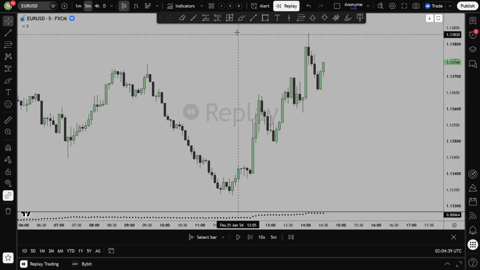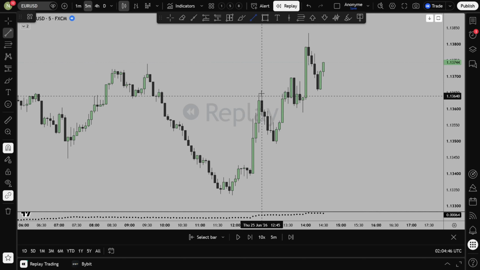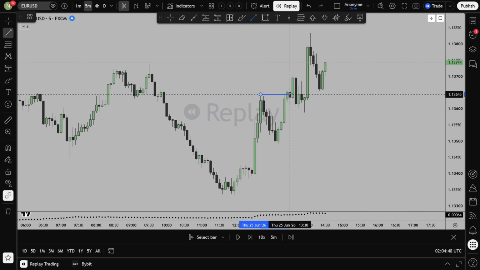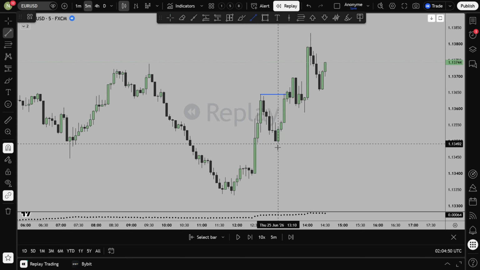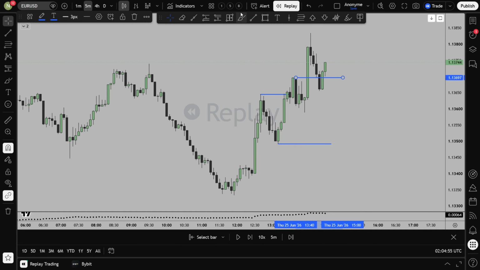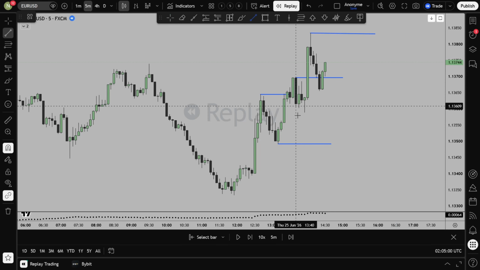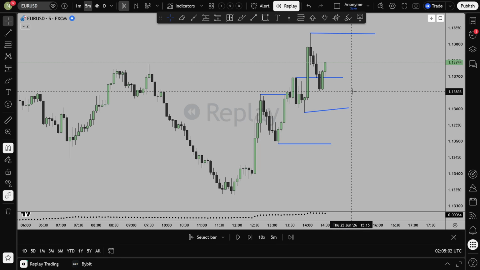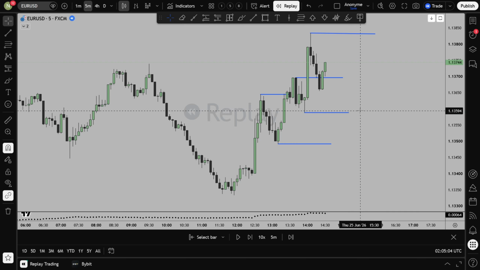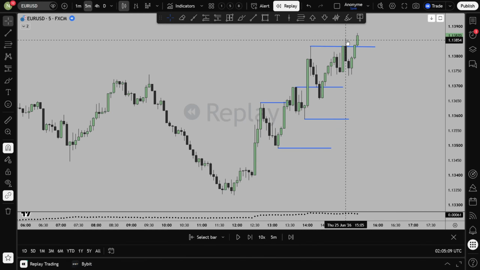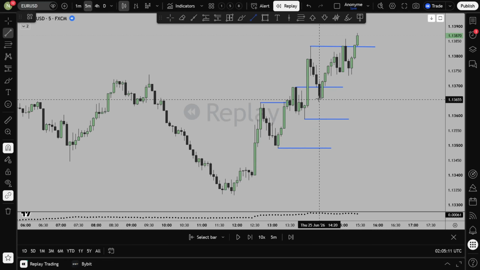Look at this. Let's have the magnet on. So let's do it. And here, BOS, change of character would be that. BOS. Then we want to break this. And this would be, oh, sorry. Great. So we are going to play it. We have another BOS. So the line would be here now.